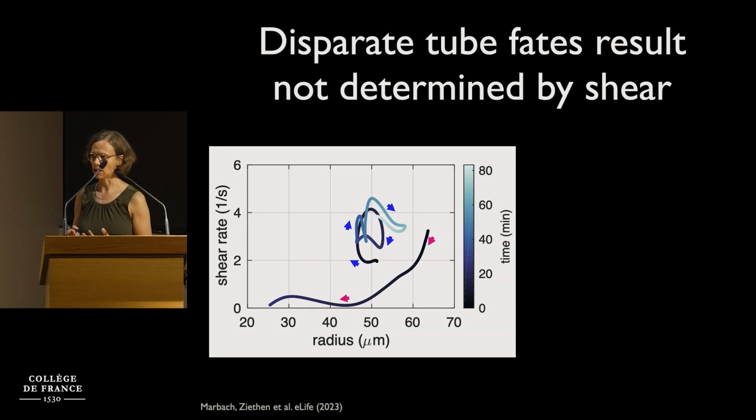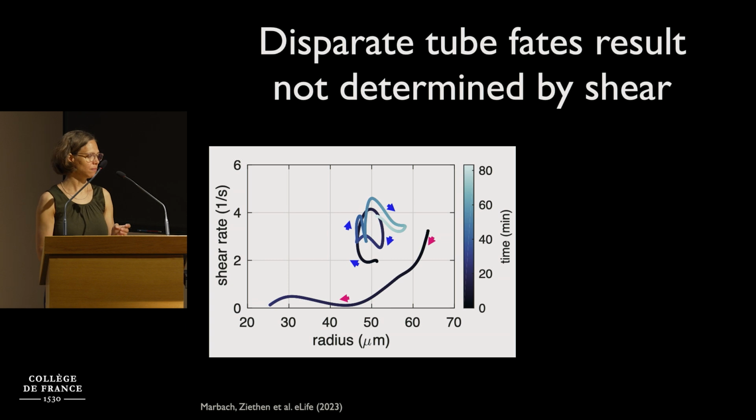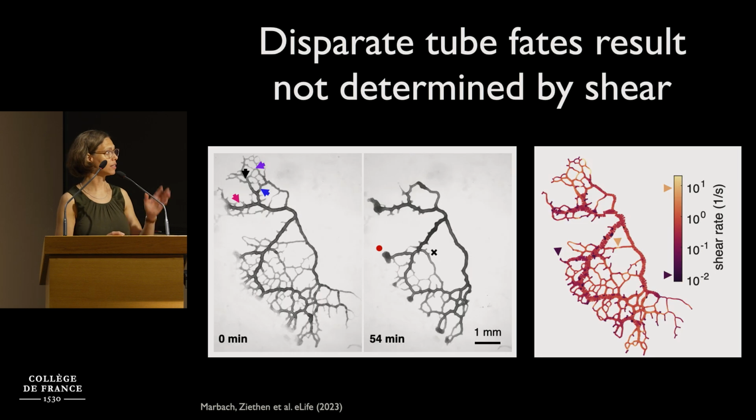But what was puzzling us is that we start out with basically two tubes that have a similar radius and a similar shear rate in the very beginning, and yet they end up doing entirely different things. So we can understand the dynamics in time, but we are somehow lacking a predictive power to say what will happen to a tube. Will it stay, or will it actually shrink away? So what is driving that? And looking at individual vessels, we couldn't solve the problem. So we had to look at entire networks.